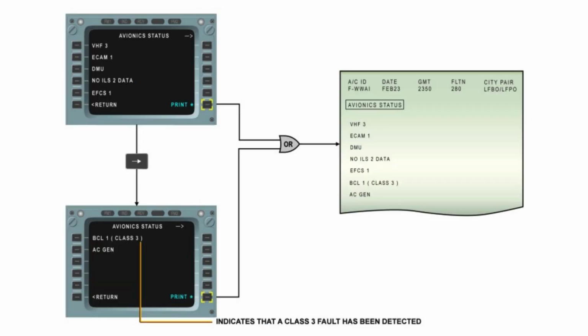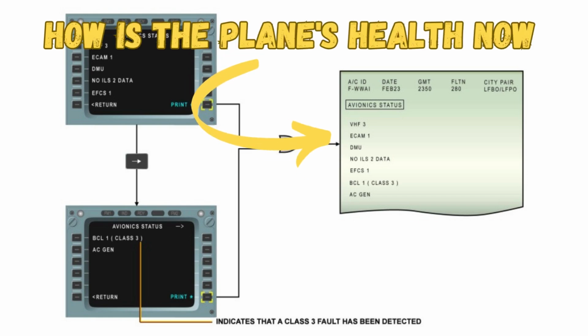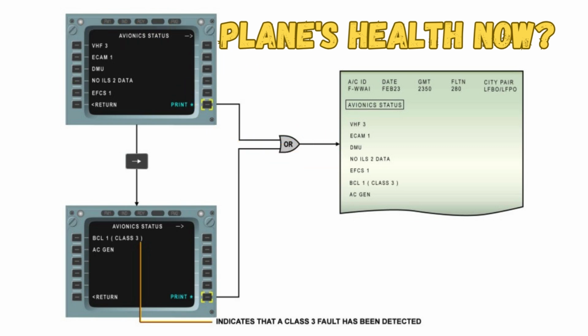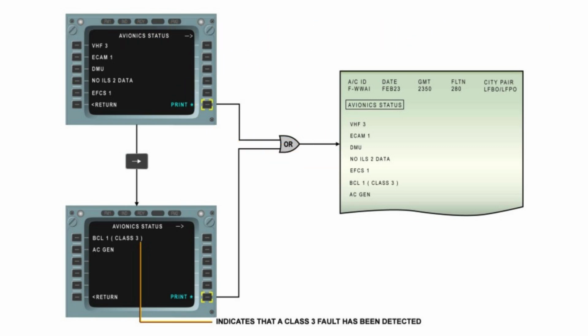The avionics status presents the list of systems which are currently affected by failure. This function is only available on ground. The information presented is permanently updated. The avionics status also indicates the Class 3 failures. Note that there could also be Class 1 or 2 failures. When you make a print, all the avionics status report is printed even if it contains several pages.